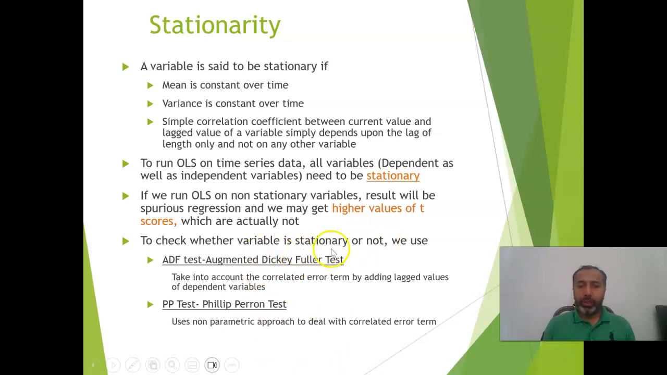Now, how is it investigated? We have two commonly and widely used tests to investigate the stationarity issues in any macroeconomic variable. The first test is the augmented Dickey-Fuller test. It takes into account the correlated error term by adding lagged values of the dependent variable, which I shall explain in the next slide. And after ADF, the second most commonly used test of data stationarity is the Phillips-Perron test.